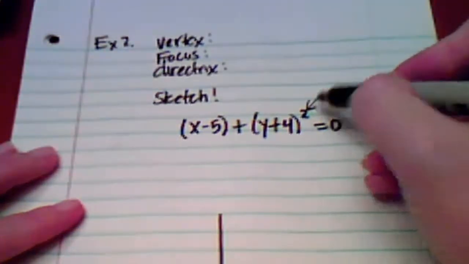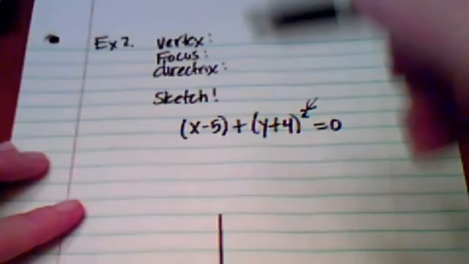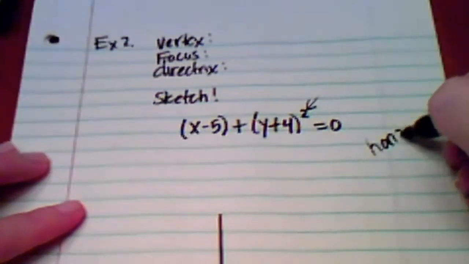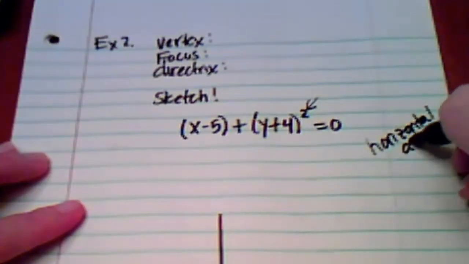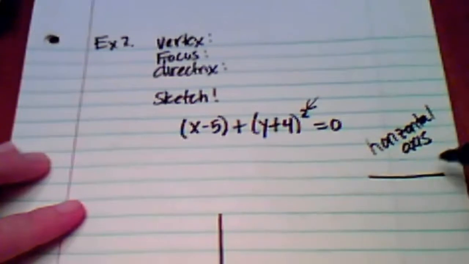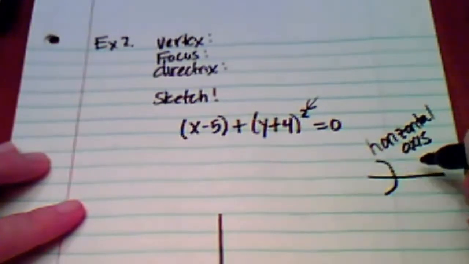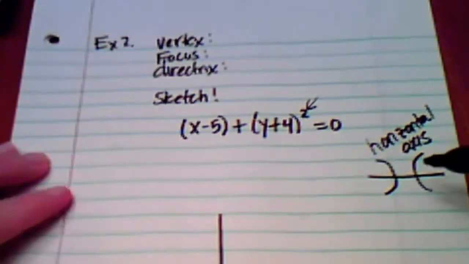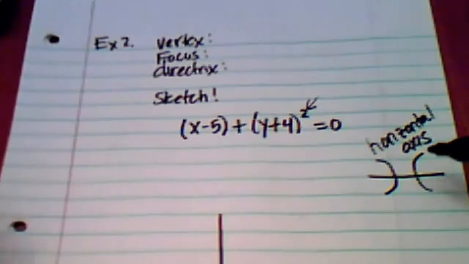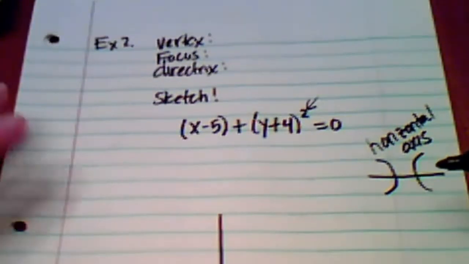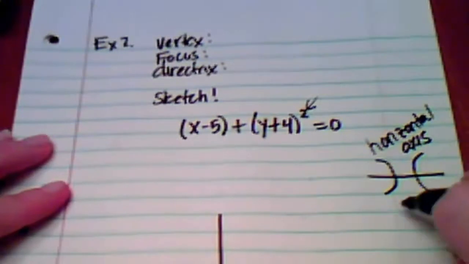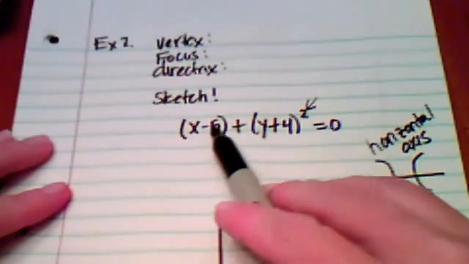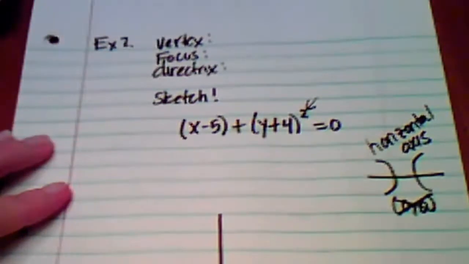I should notice that because the y value is being squared, this tells me that I have some kind of horizontal axis. So if I have a horizontal axis, it means that the parabola is either going to open up left or open up right. I'm not able to directly make that decision right now, but we will shortly. Also, I know that (0, 0) is not the vertex because I have x minus a value, y plus a value.